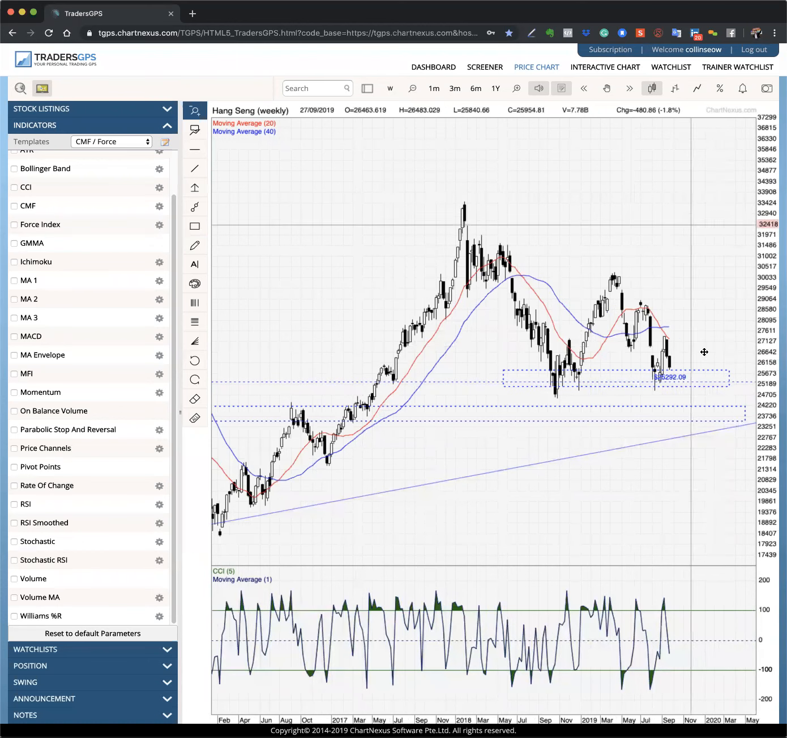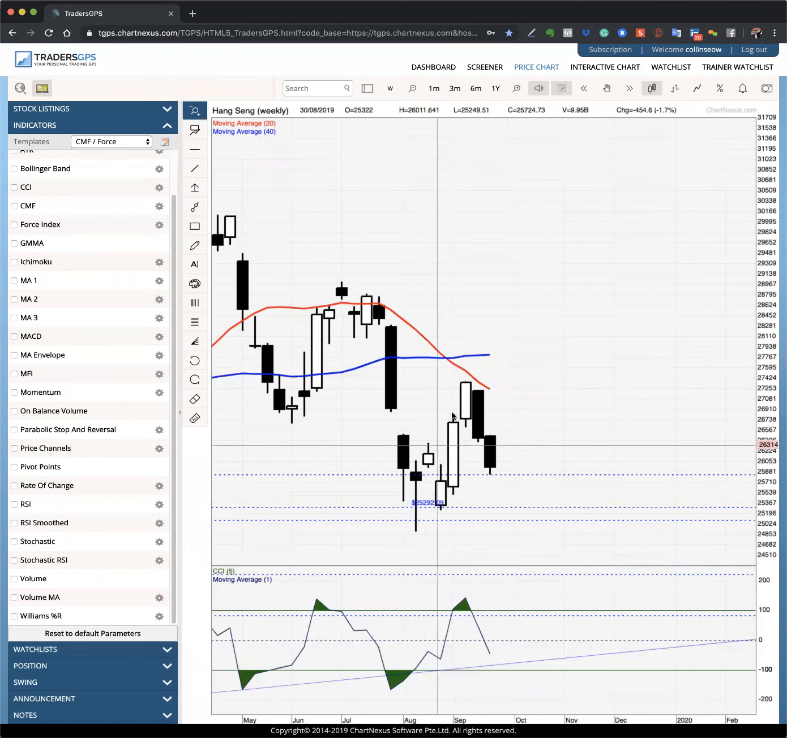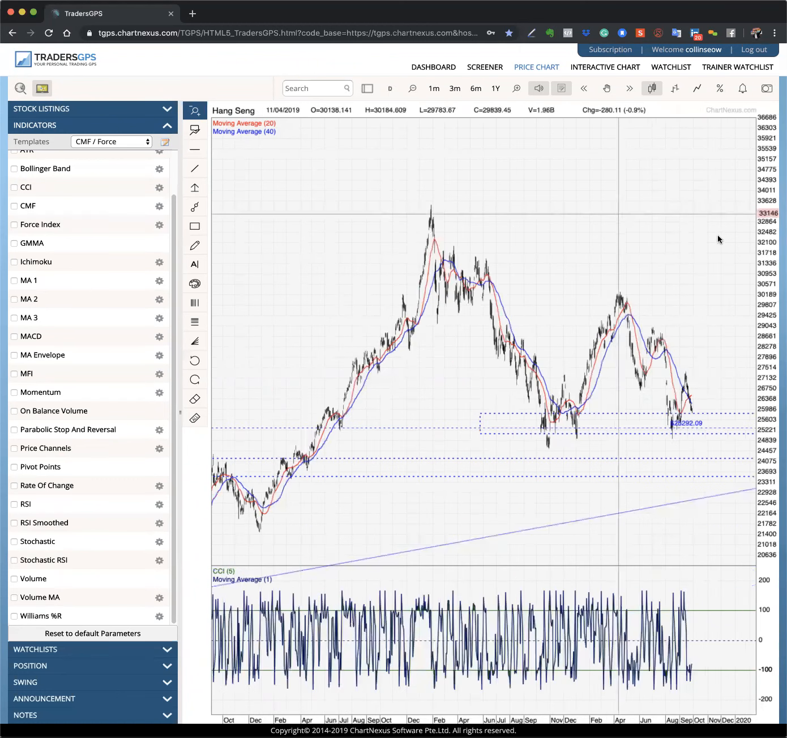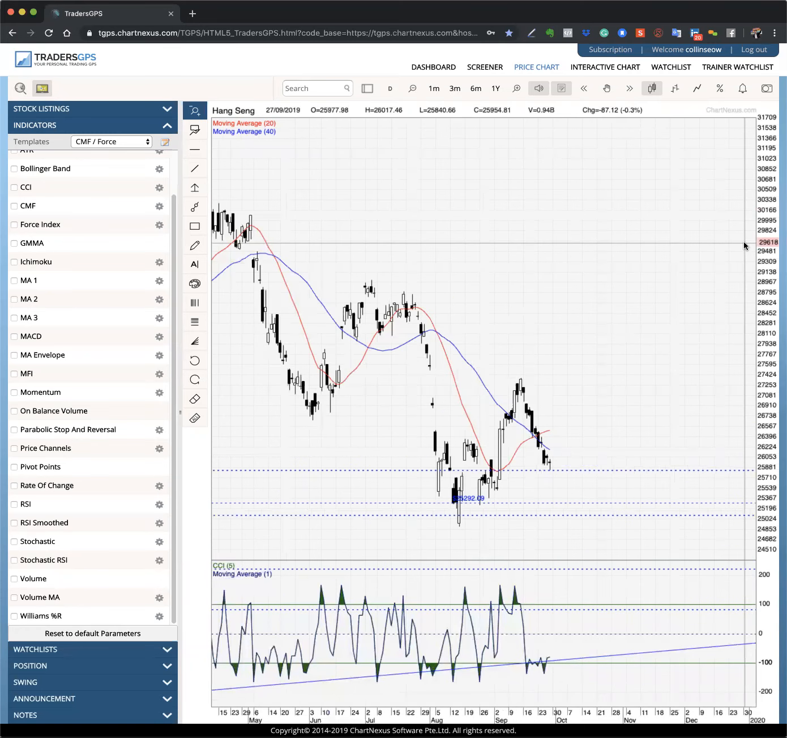For trading, we can see this setup: price coming up, CCI high, yes or no, and then price coming down on the way down. Right now, second week down. Any question on Hang Seng? No question, let me move on.